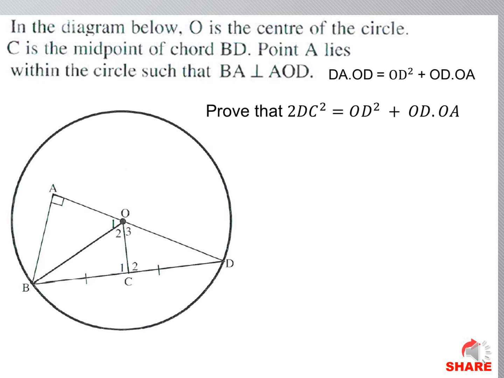Important when you are dealing with geometry is that, in this case, we want to prove that the expression given here, which is 2DC squared is equal to OD squared plus OD times OA. Now, one of the things that some learners will do is they look at this expression first, then they take their time pondering on this expression. Now, this is like 5, 6, 7 marks.